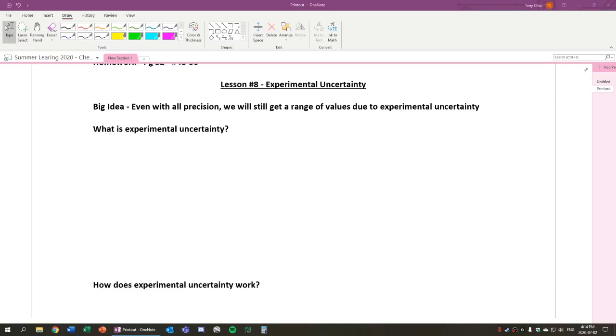Hey everybody, in this lesson we're going to talk about experimental uncertainty. Even with all precision and being precise, we will still get a range of values due to experimental uncertainty. So what is experimental uncertainty?